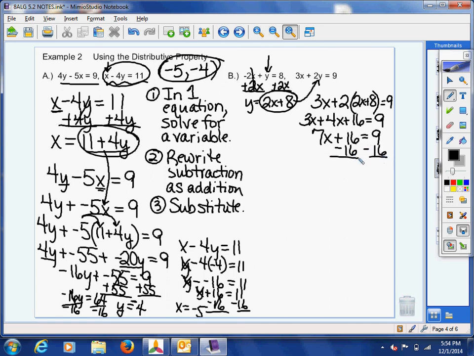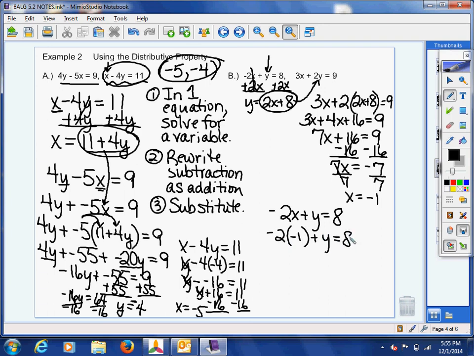So I'm taking away 16 from each side, and I have 7x equals -7. Divide each side by 7, and we've got x equals -1. So we're halfway there. We're not quite done with that. We need to pick one of the equations to plug into. I like that top one, -2x plus y equals 8. I like when they don't have as many coefficients. That's usually what I target. And then we'll plug in -1 for the x, and then we'll solve for the y.